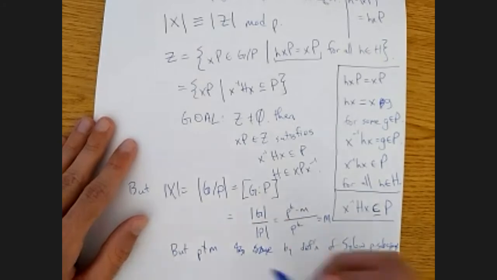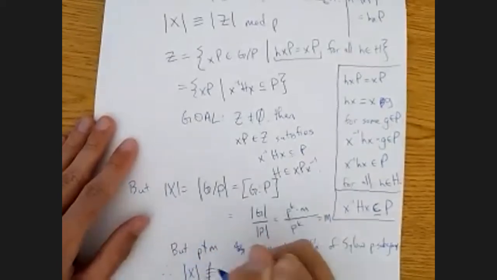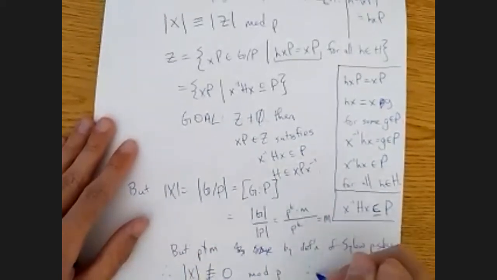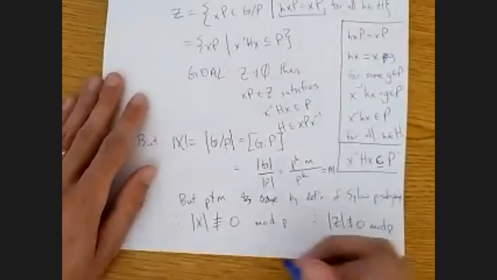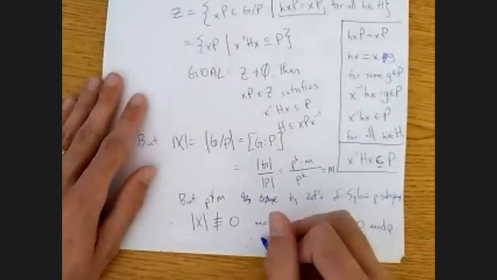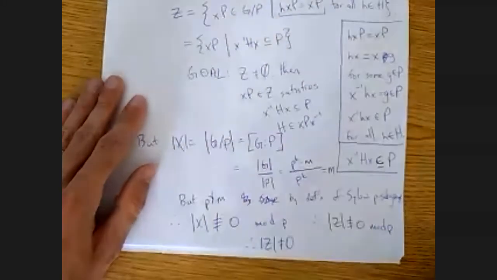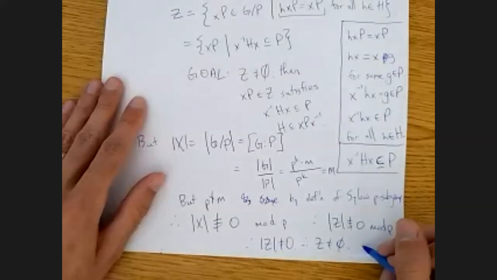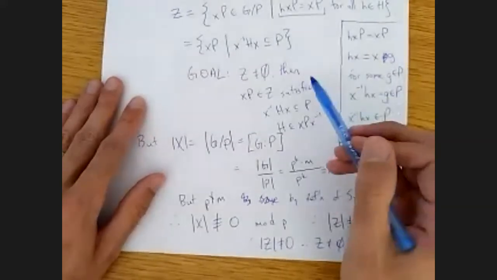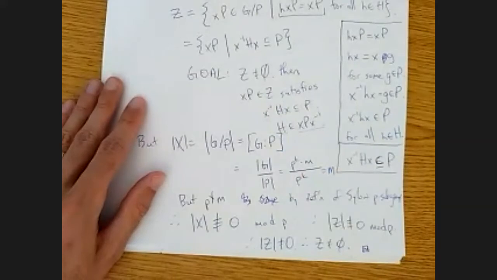Okay, so p does not divide m. p does not divide the number of elements of X. So therefore, the number of elements of X is not congruent to 0 mod p. And therefore, the number of elements of Z is not congruent to 0 mod p. Therefore, the number of elements of Z is not 0. If it were 0, it'd be congruent to 0. Therefore, Z is not empty. And that's the end. Because when Z is not empty, we take an element of Z and it satisfies that H is contained in a conjugate of P.